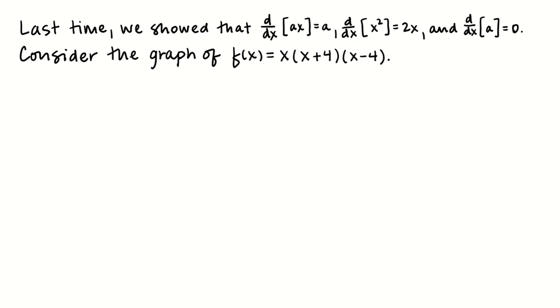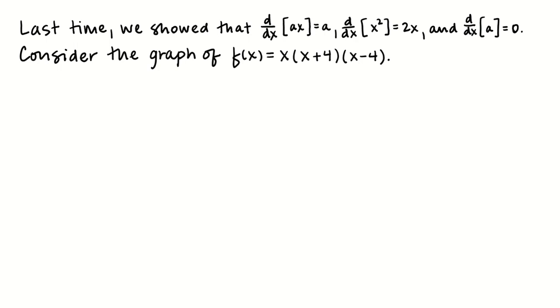Now let's get into it and build up the power rule. Last time we showed that the derivative of a number times x was just that number, because the derivative is the slope, and a number times x is a line with that number as its slope. The derivative with respect to x of x squared is 2x. I showed you that using the limit definition of the derivative and some algebra tricks. And the derivative of a constant a is going to be 0, because it's not changing, and the derivative is rate of change.